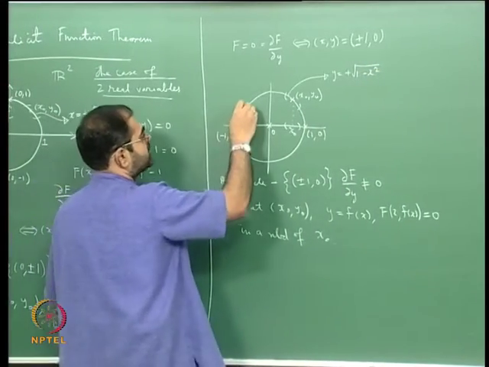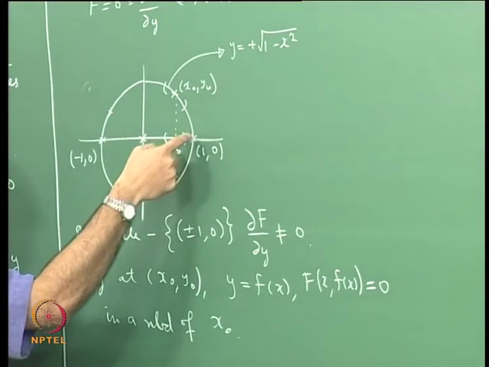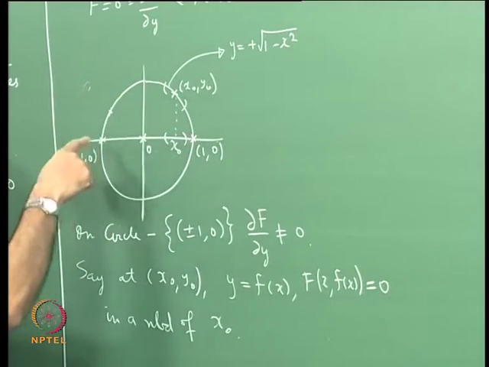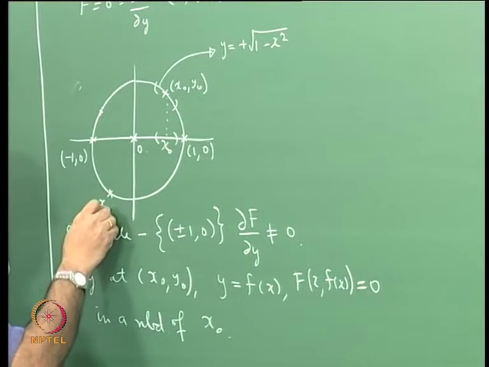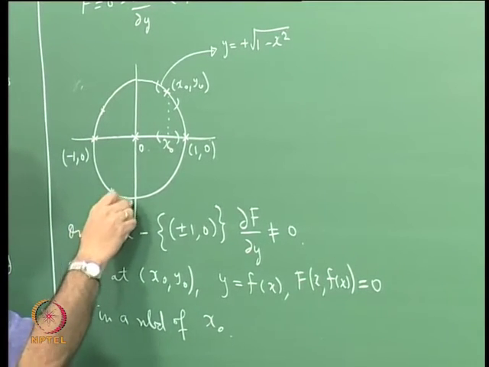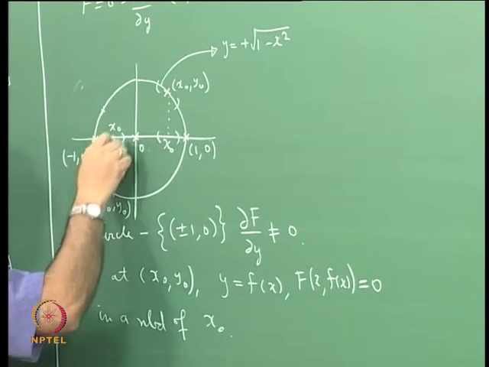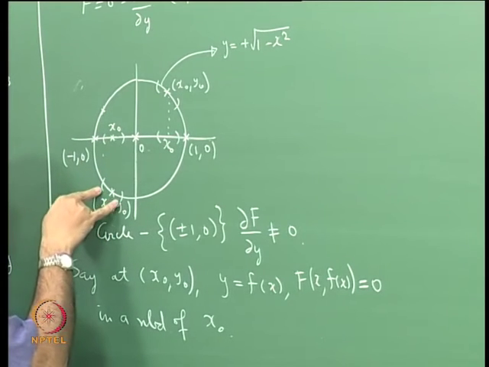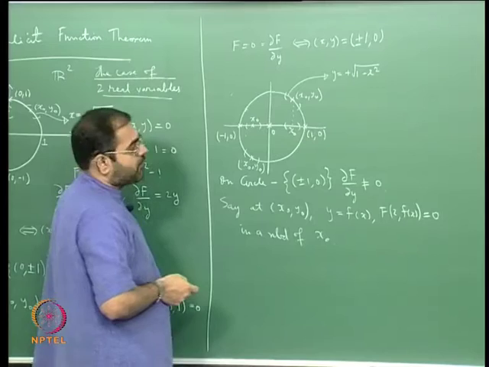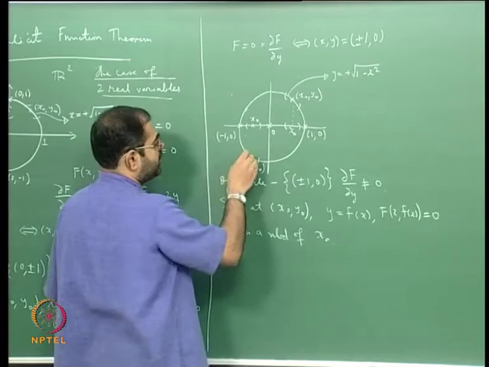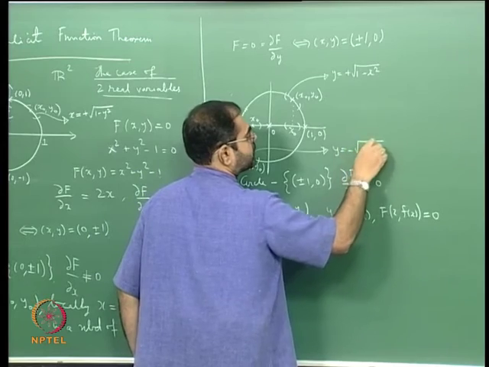If I had chosen any point x naught comma y naught on the upper semicircle, I will get this function. If I had chosen a point x naught comma y naught in the lower semicircle, then for the corresponding x coordinate I will get a neighborhood such that the implicit function can be solved for y, and it will be minus root of 1 minus x squared. So here it is going to be y equal to the negative square root of 1 minus x squared.